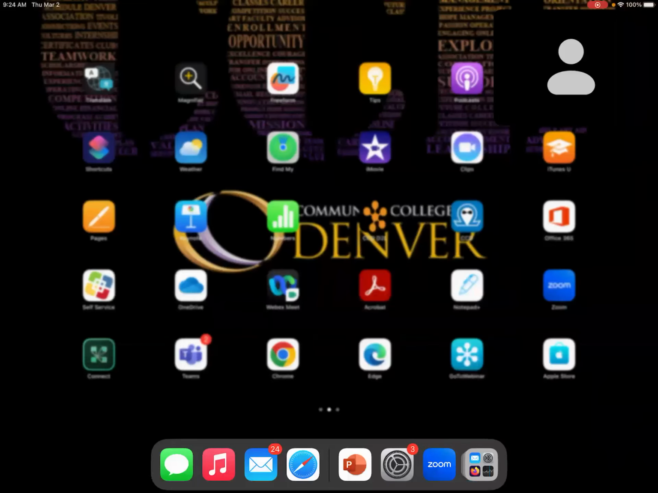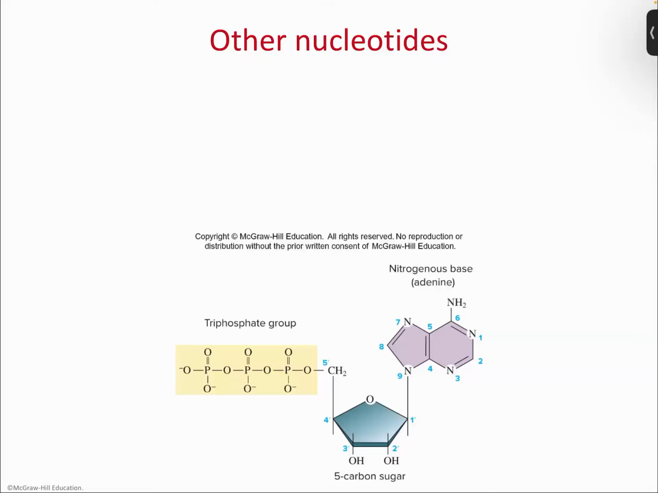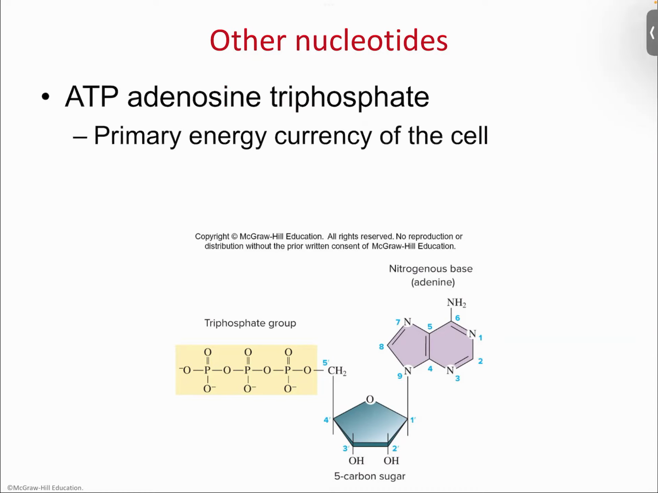So we left off talking about nucleic acids. We want to finish this one up and hopefully finish off this chapter. So other nucleotides, right? We talked a little bit about RNA, we talked about DNA. Now we want to talk a little bit about some of the other nucleotides. And there's a couple of them, right?